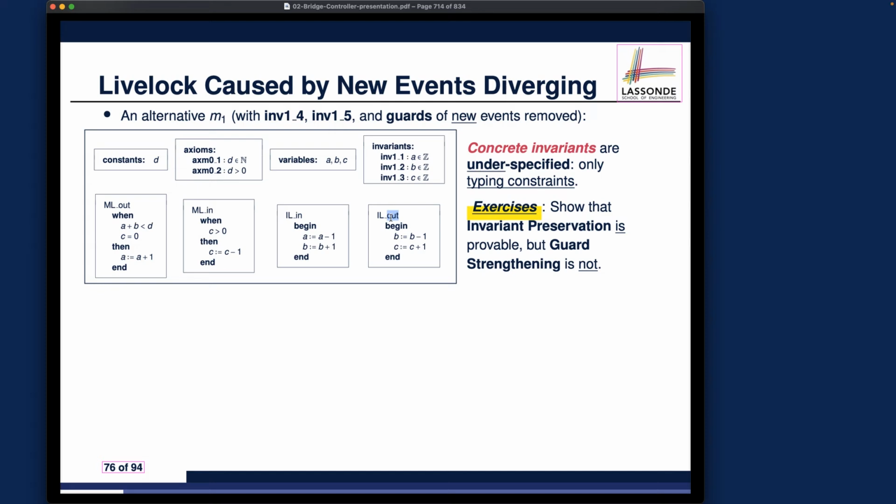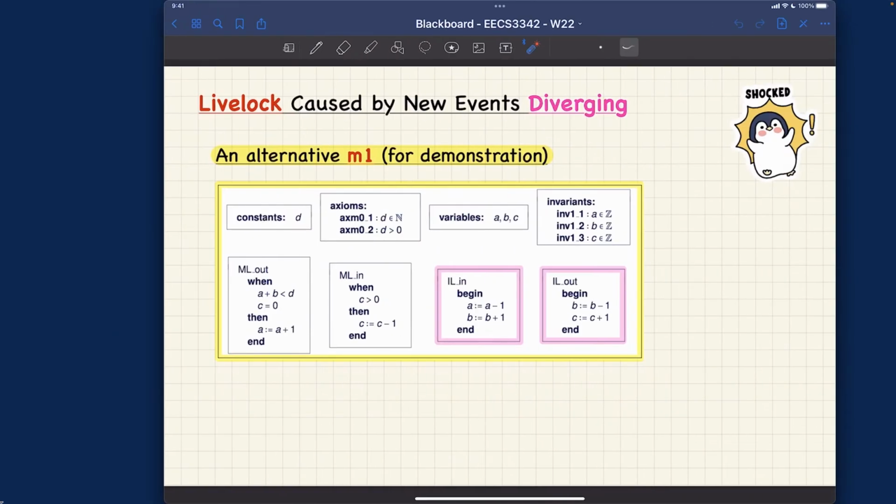In that case, will you be able to actually prove that the concrete guards imply the abstract guard? That's something we said before, right? So I would like you to do this exercise over here. Let me tell you the conclusion first, but you definitely should know how to prove it or how to disprove it. Okay? Let me tell you the conclusion right away.